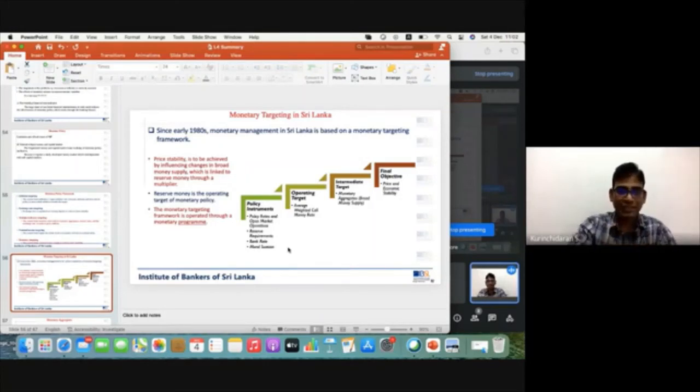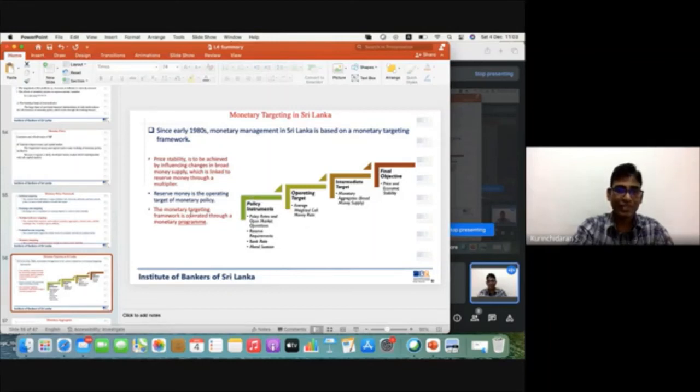Right, here I have given a little bit more explanation. Price stability is to be achieved by influencing changes in the broad money supply, which is linked to reserve money through a multiplier, right? So the broad money supply is linked to reserve money. We always discuss this reserve money with the money multiplier, right? So reserve money is the operating target of monetary policy, right?